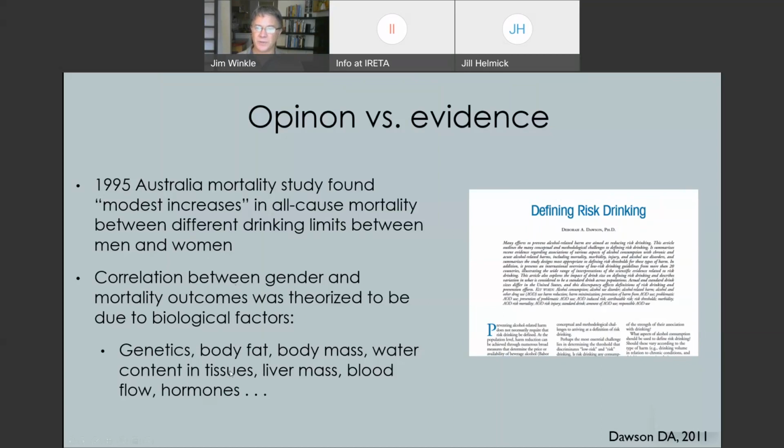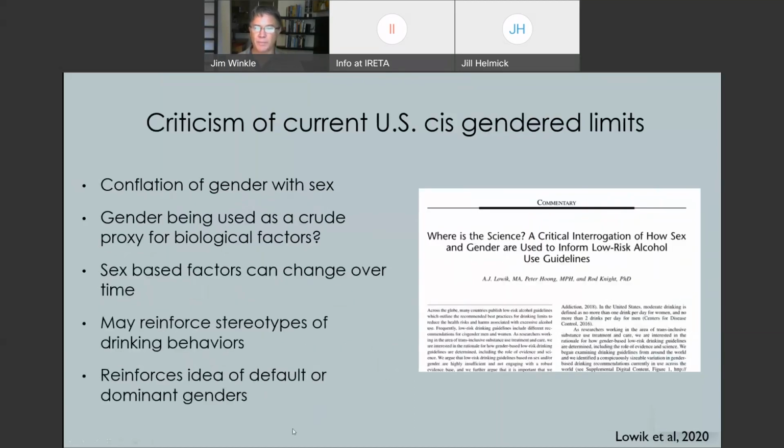They made an assumption that because there was a difference in gender outcomes, maybe it is because of these things. And that's an important distinction, because there's a difference between expert opinion and using scientific evidence. And the connection here on scientific evidence was not direct. And a good paper that points out these kinds of criticisms is a paper called Where's the Science? By A.J. Lowick and colleagues. And it's only 2 pages. I recommend reading it if you want to see what the main criticisms are.